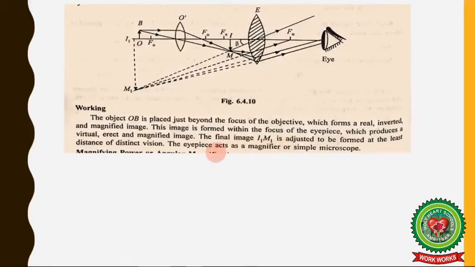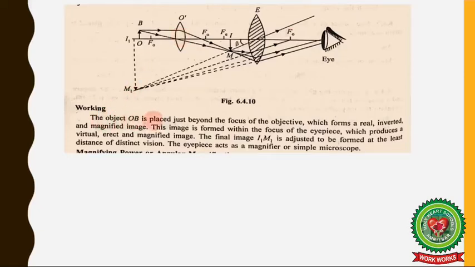Now let's see its working. So this is the ray diagram of a compound microscope. OB is the object, placed just beyond the focus of the objective. F0 is the focus of the objective lens, and F0 is also the focal length of the objective lens. FE, and on this side also FE, is the focal length of the eyepiece. This is the eyepiece and this is the objective lens.